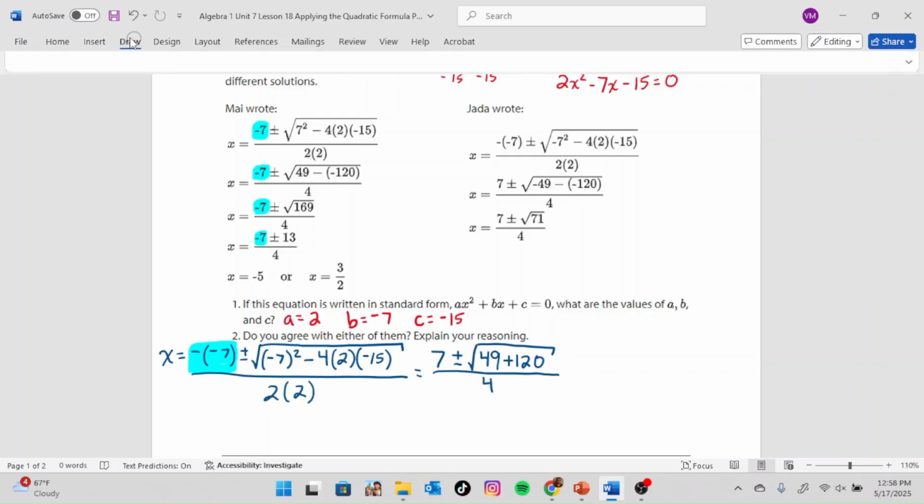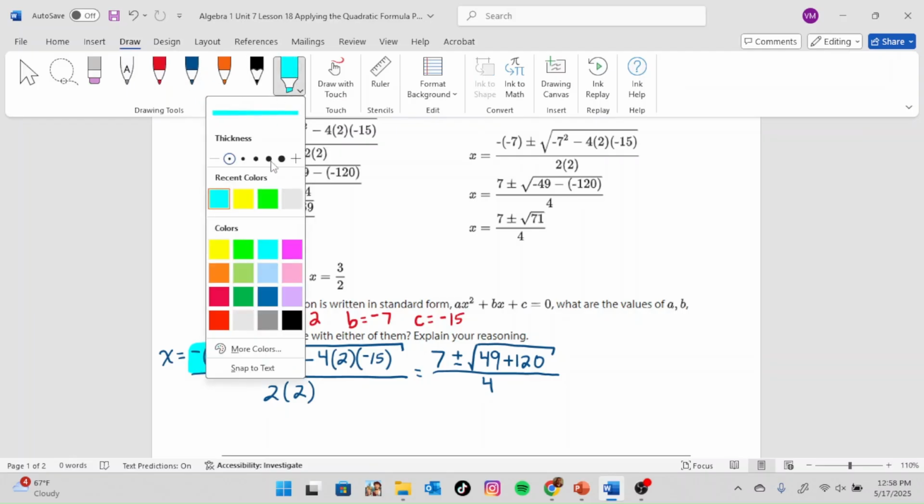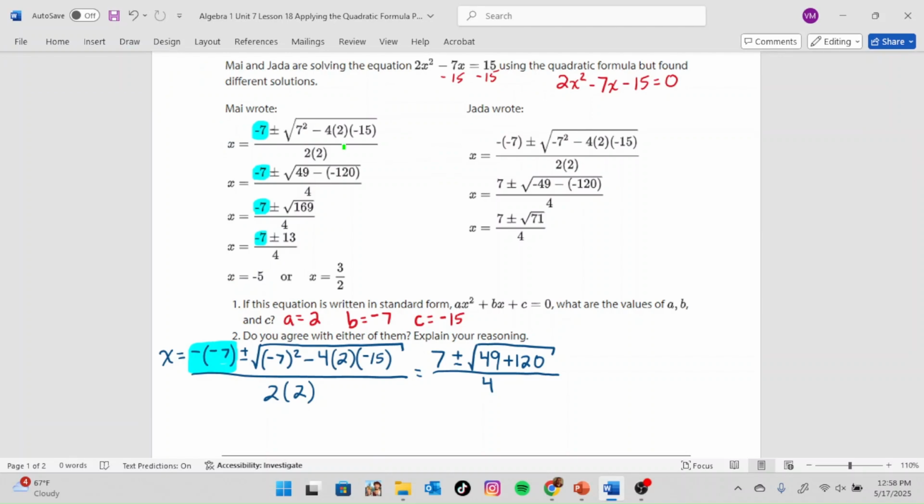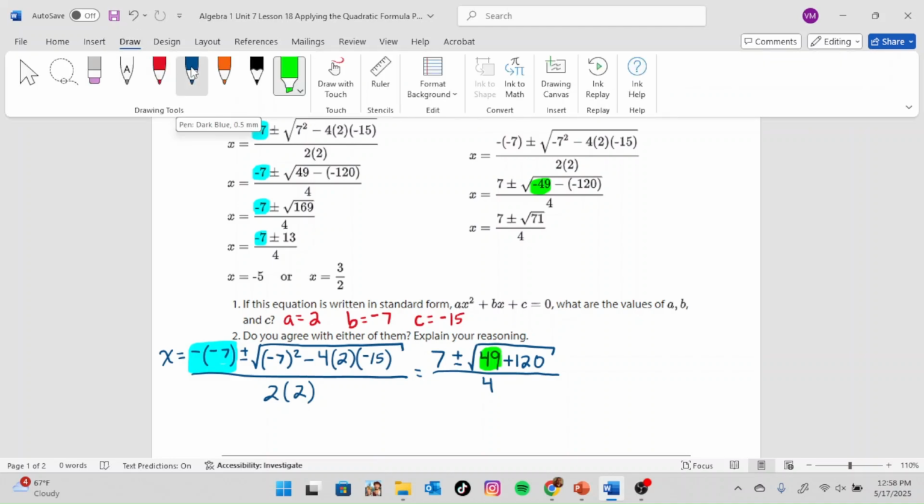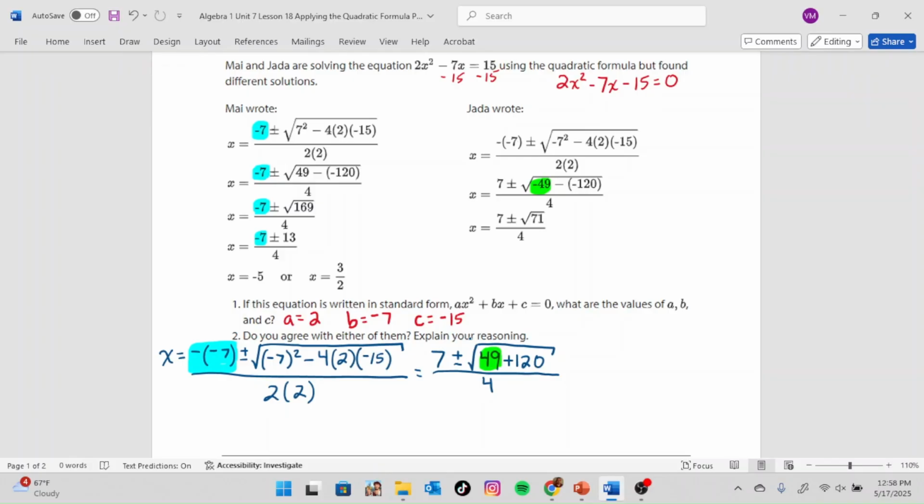And now I can see where Jada made a mistake. When Jada did the square root of negative 7, she actually did negative the square root of positive 7. So when she did that, she got negative 49 where she should have gotten positive 49. Now that's going to make everything wrong after that. So they're both wrong. Let's go ahead and keep working.